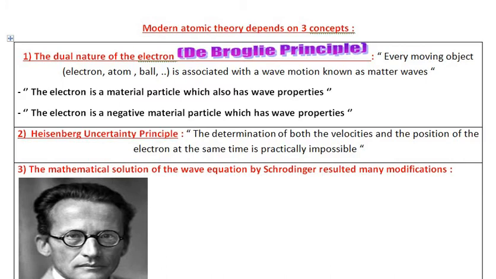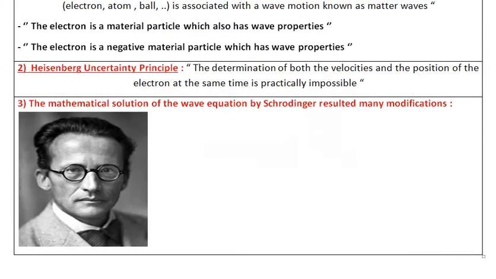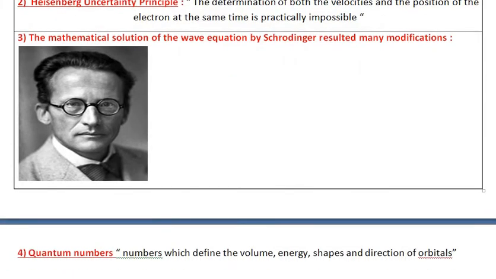The third principle in the modern theory is put by the scientist Schrödinger. The scientist Schrödinger put a mathematical equation which, when solved, we can define the position of the electron and its energy. So the solution of the mathematical equation put by Schrödinger leads us to the calculation of the energy and the position of the electron.